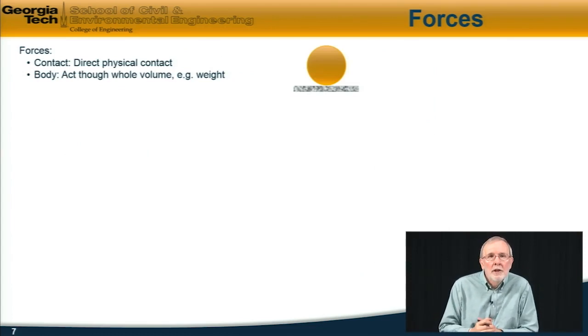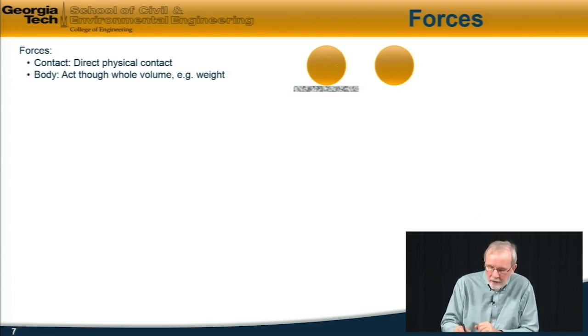Now, forces can be either contact forces or body forces. A contact force is where we have direct physical contact. And we can illustrate that by means of this sphere sitting on a horizontal bed or on the ground. So the forces which are acting here, we have an upward reaction force, which I'll denote by R, and that force is a contact force. It arises as a direct contact with the surface of the object.